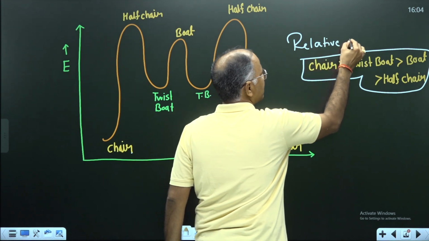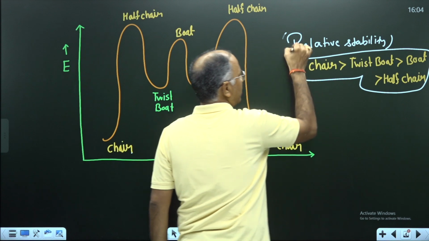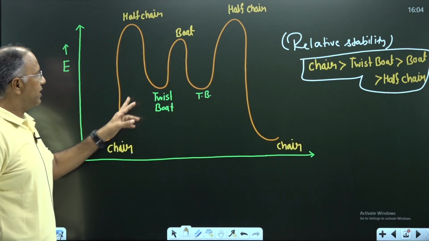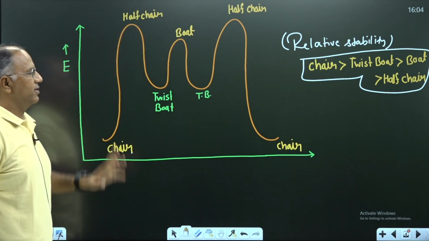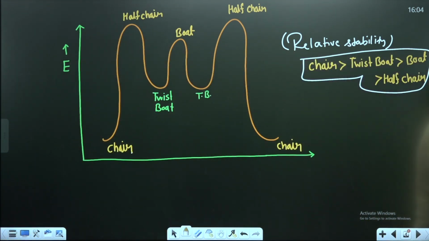I will explain this using the model. First of all, you should write down this energy diagram and the relative stability. Chair is more stable than twist boat, then half chair. Write down your class notes. I will explain this using the model.